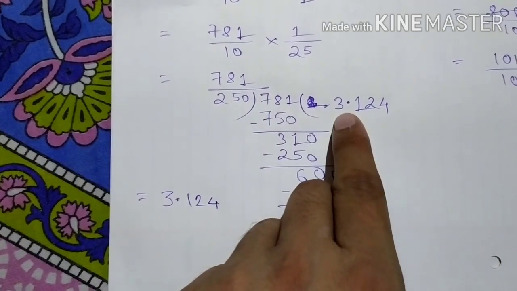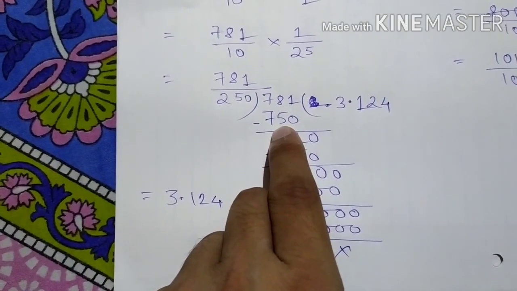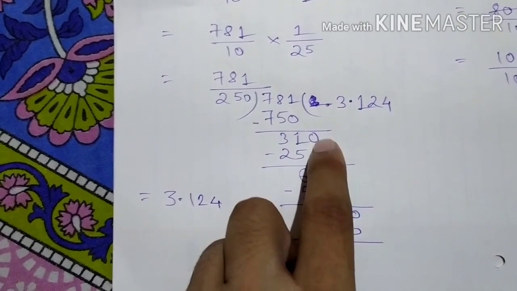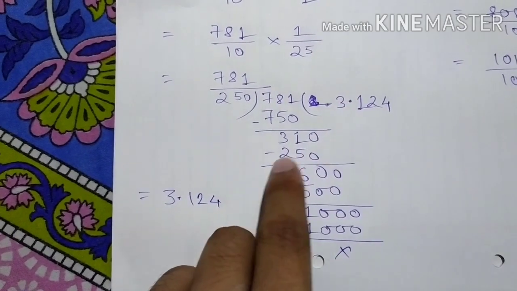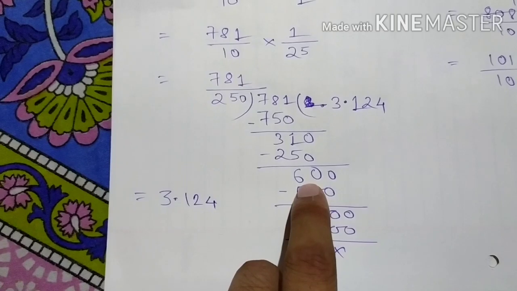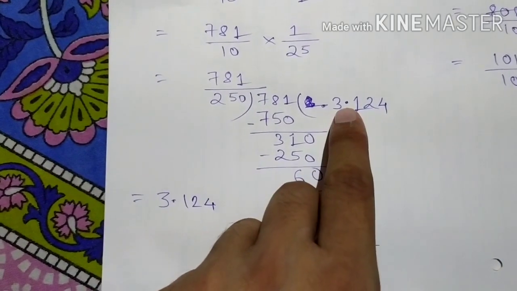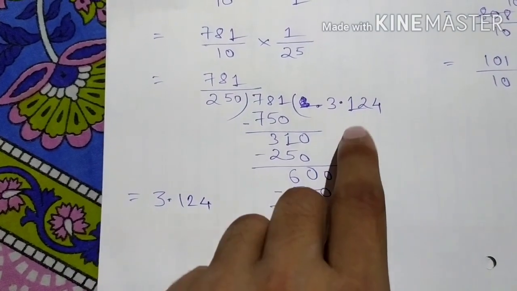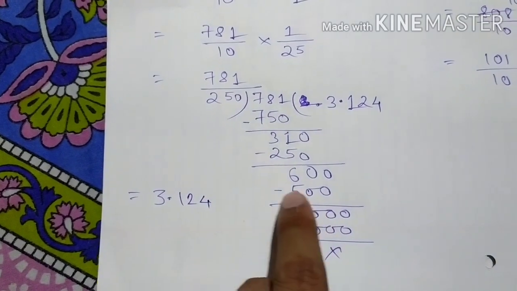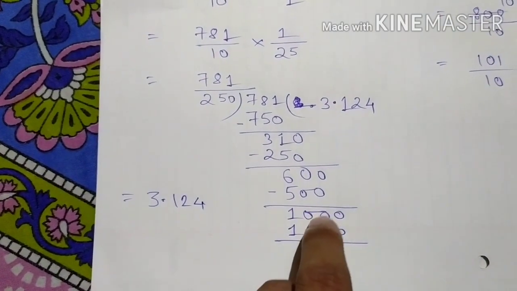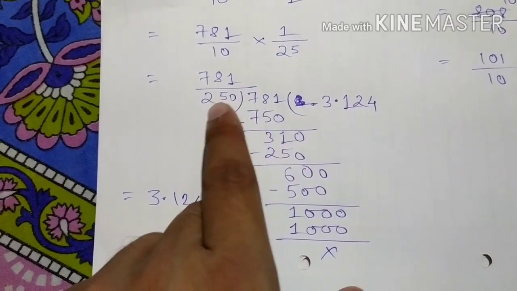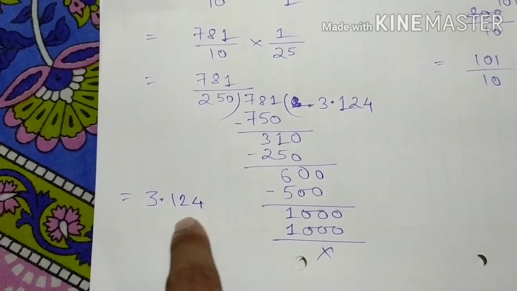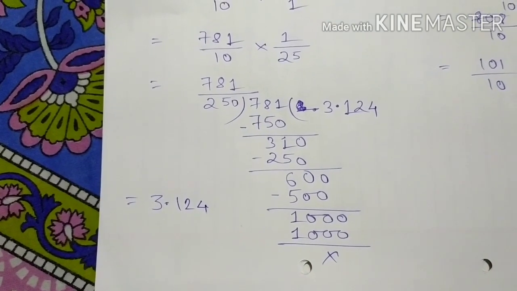So 250 first 3 times, 750. After subtraction, it is coming 31. Now 1 point and here 0. Now 1 times 250. After subtraction, it is coming 60. Now since we have given point, you can just take 1 0, only 1 0 at a time. So it becomes 600. Now 250 into 2, 500. After subtraction, it is coming 100. Now again 1 0 you can take, and 250 into 4, 1000. So your answer is 3.124. Okay.